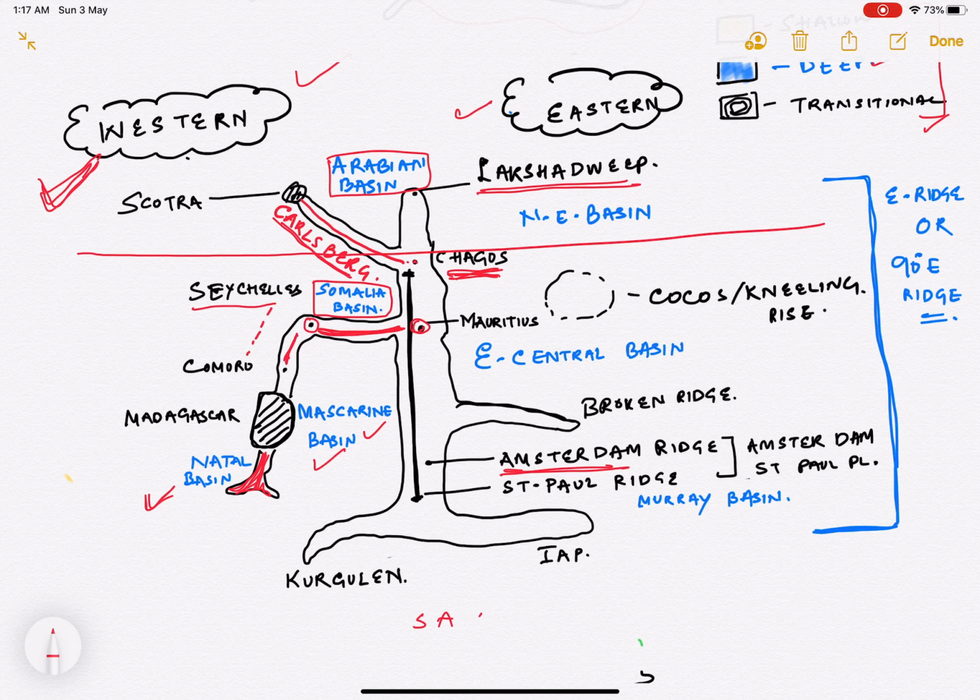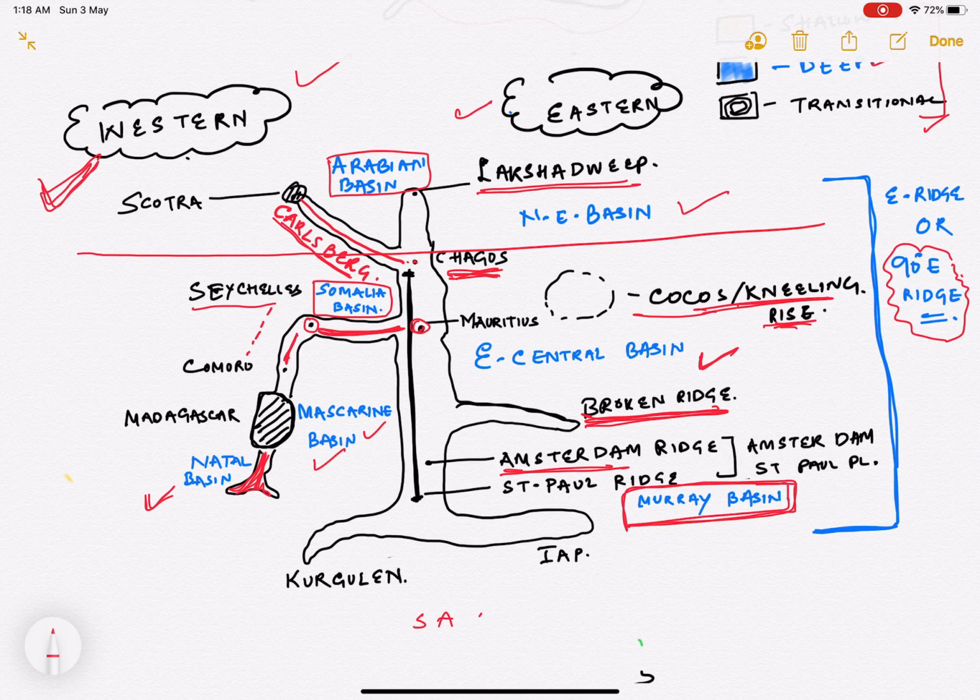Next, let's move on to the eastern part. The entire eastern part is dotted, meaning we have a broken ridge, and we have the Cocos Keeling rise here, and hence it is called the 90-degree East Ridge. This 90-degree East Ridge, consisting of the Cocos Keeling rise and the broken ridge, divides the eastern part of the basin into the northeast basin, east central basin, and the Murray basin. This is how it has been divided.